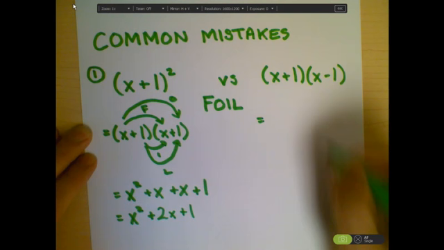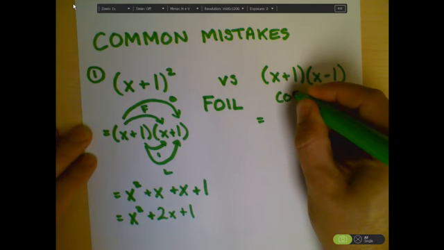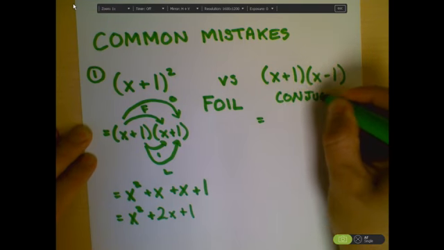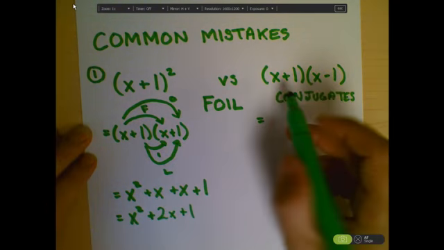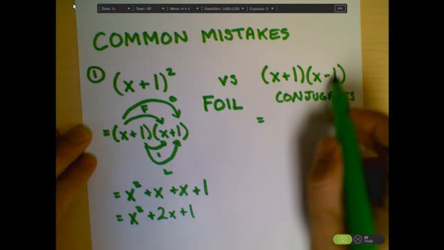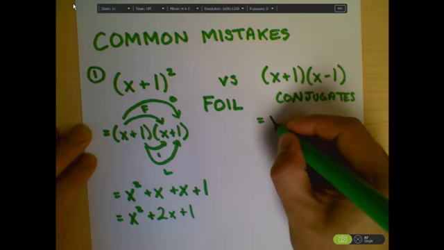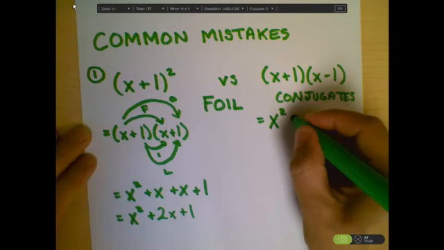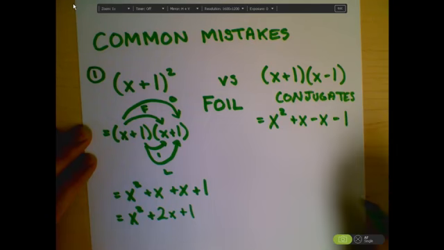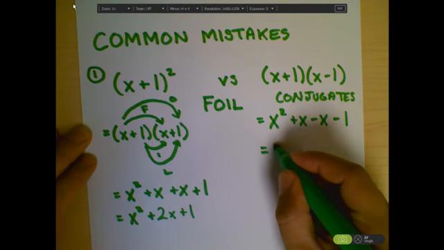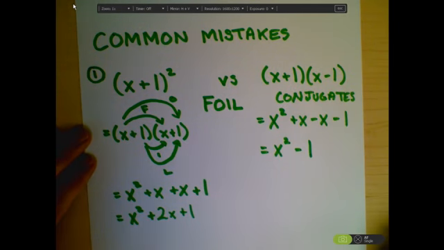Compare this to x plus 1 times x minus 1. These two terms are conjugates. So it's the same terms in the binomial with a different sign between them. So we use FOIL again, get x squared plus x minus x minus 1. We can see the middle two terms cancel each other out. And we're left with x squared minus 1.